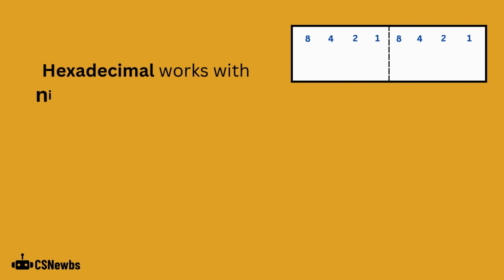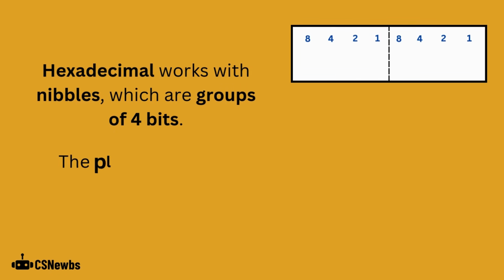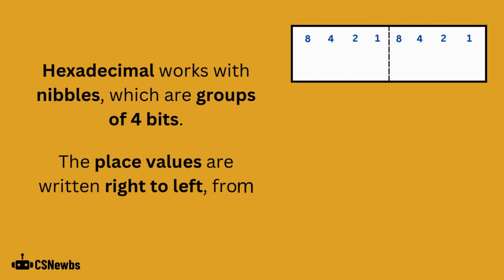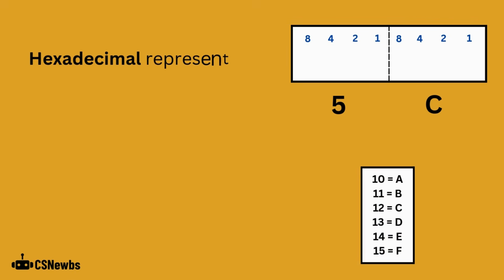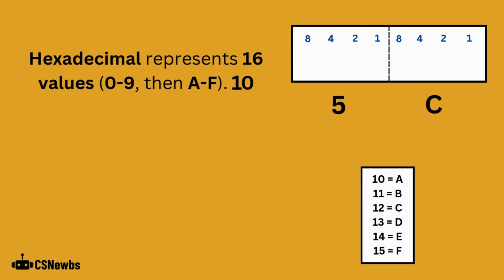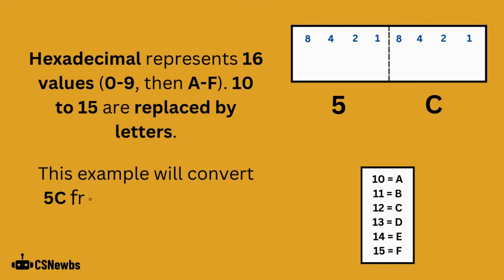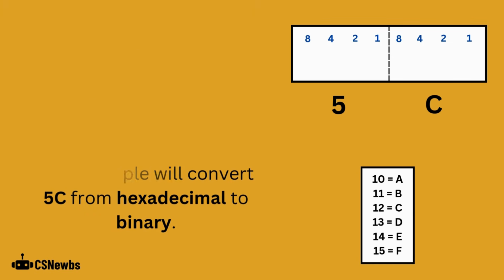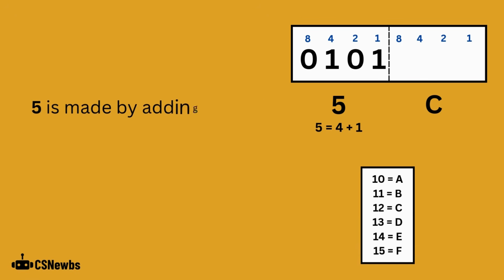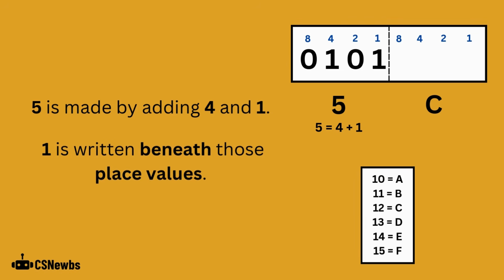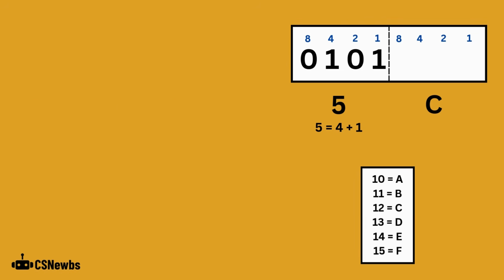Hexadecimal works with nibbles, which are groups of 4 bits. The place values are written right to left, from 1 to 8. Hexadecimal represents 16 values, 0 to 9, and then A to F. 10 to 15 are replaced by letters. This example will convert 5C from hexadecimal to binary. 5 is made by adding 4 and 1. Write a 1 beneath those 2 place values.